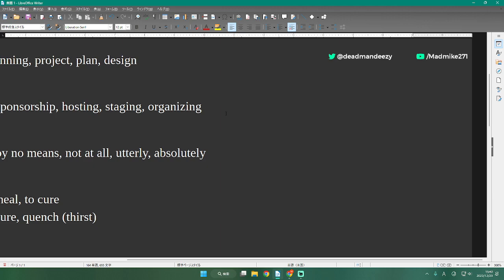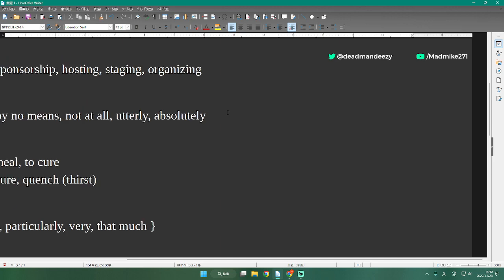A planning, project, plan, or design is kikaku. Ki on the left side for planning, and kaku on the right side for drawing out that plan. A sponsorship, hosting, staging, or organizing of something is shusai. Shu on the left side for main or principal, and sai on the right side for hosting or holding. Shusai is sponsoring.